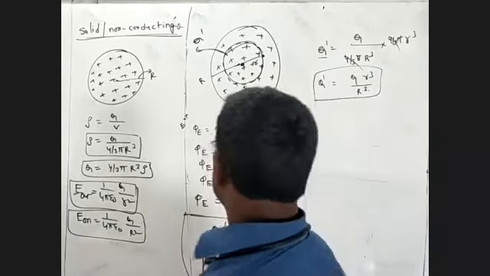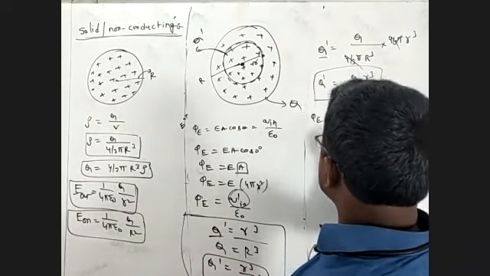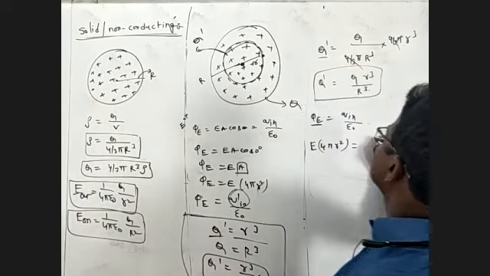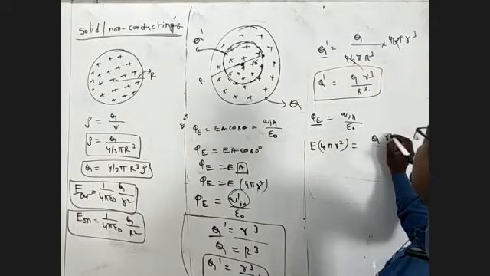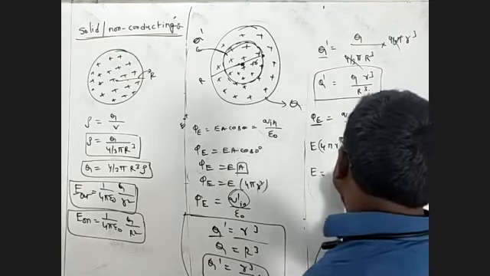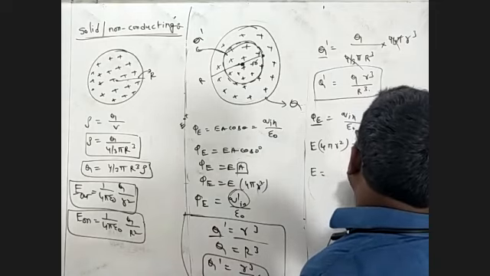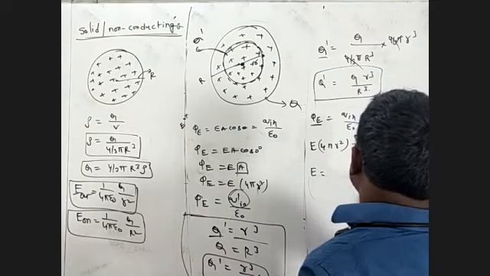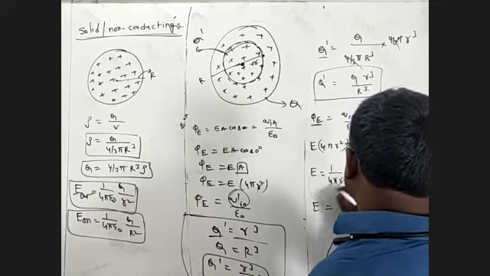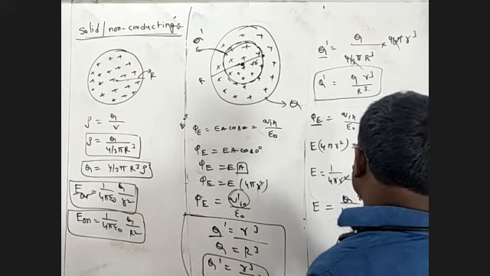Now phi E is equal to Q enclosed by epsilon naught. So E times 4 pi r square is equal to Q enclosed, and Q enclosed is Q r cube by capital R cube, over epsilon naught. So E is equal to Q small r cube by epsilon naught capital R cube, divided by 4 pi r square. The r cube and r square partly cancel, and E is equal to Q r by 4 pi epsilon naught capital R cube.